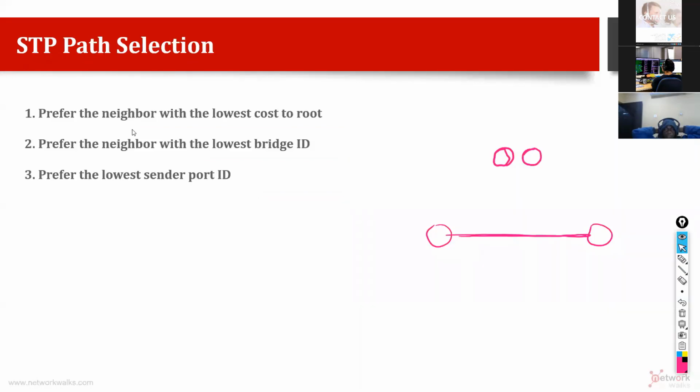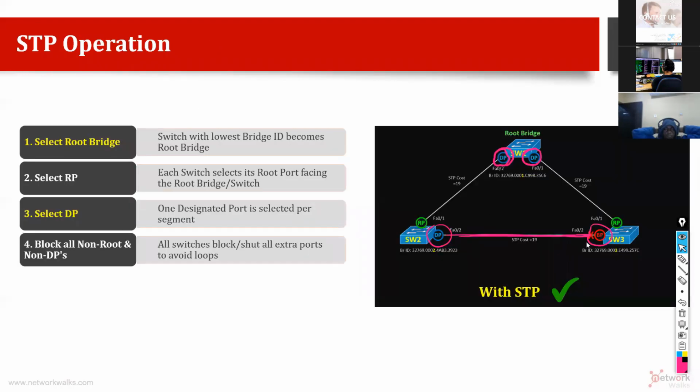For that, we have a few rules. Prefer the neighbor with the lowest cost to the root. Prefer the neighbor with the lowest bridge ID. And the third rule, prefer the lowest sender port ID, meaning everything which is lower. So in this case, why was this link selected as the designated port? Because it has the lowest bridge ID. This is number 2 and this is number 3. So the neighbor with the lowest bridge ID, number 2, got selected as designated.